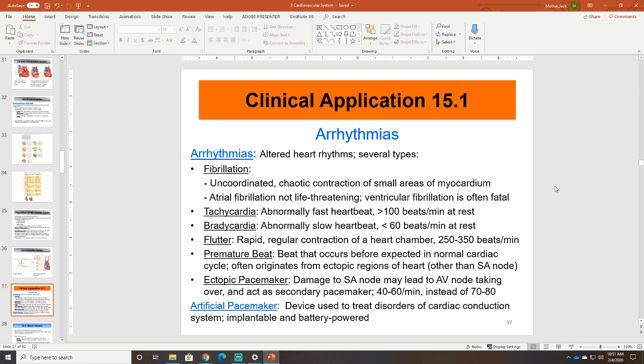So for arrhythmias, these are altered heart rhythms, and there are several types. Fibrillation is an uncoordinated, chaotic contraction of small areas of the myocardium, or the heart muscle. Atrial fibrillation is not life threatening, as we've said before. However, ventricular fibrillation is often fatal. And the reason for that is we need the ventricles to pump that blood out, either to the lungs or to the tissues. We need to send that out on its way.